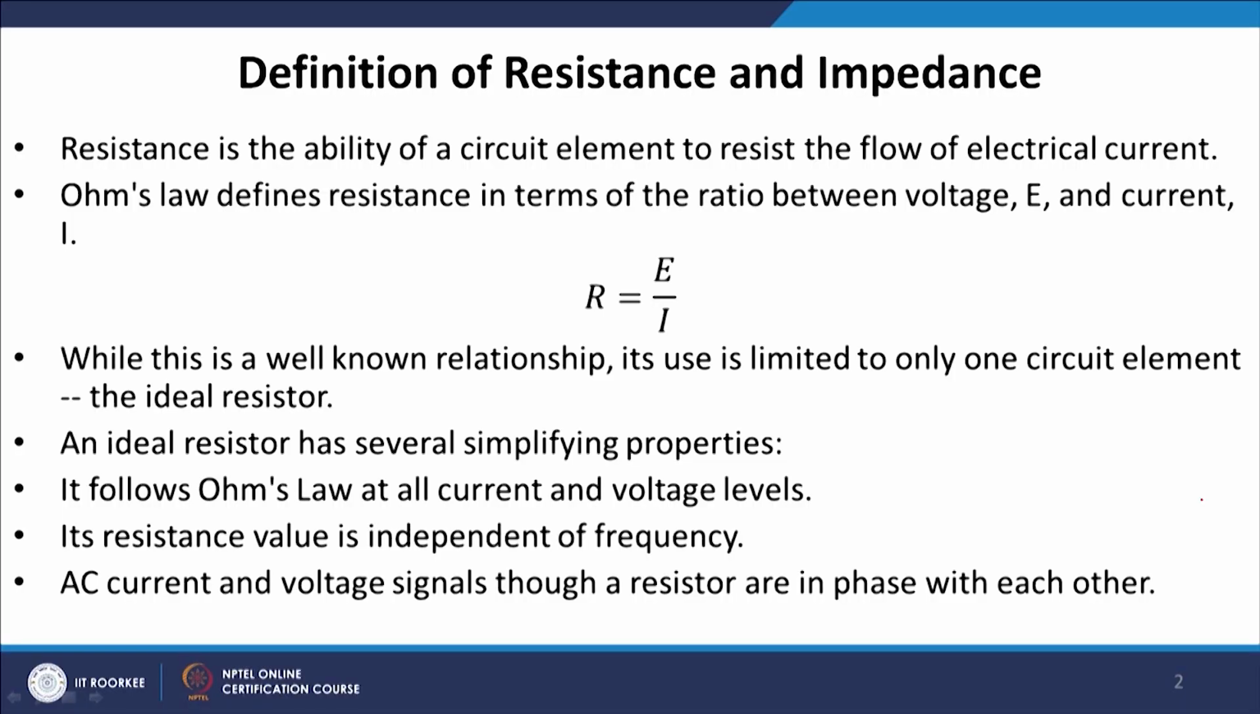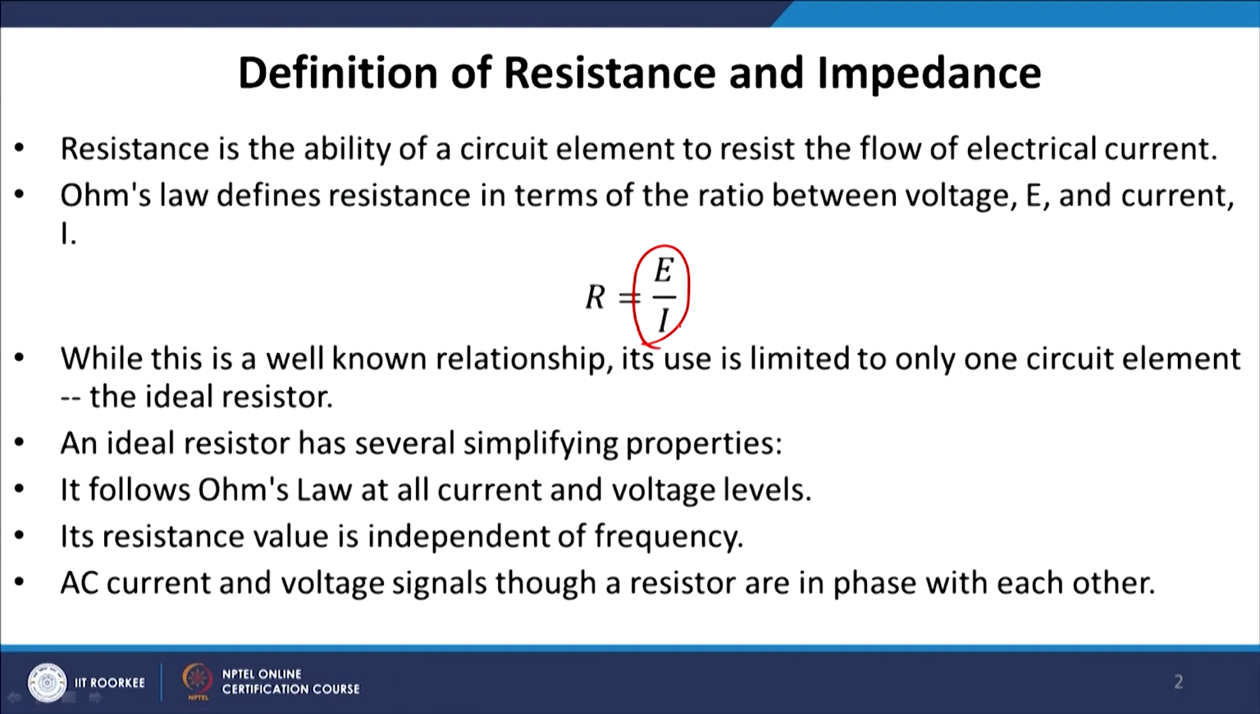Now, resistance is the ability of a circuit element to resist the flow of electrical current. We all know what a resistance is. Ohm's law defines resistance in terms of the ratio between the voltage E and current I. I know that usually you assign the voltage as V, but let us consider the voltage as a letter E. So the resistance according to Ohm's law, R is E by I, which you know as V by I. So instead of V I have written E, so E by I. Okay. Now, while this is a well known relation, its use is limited to only one circuit element, the ideal resistor.